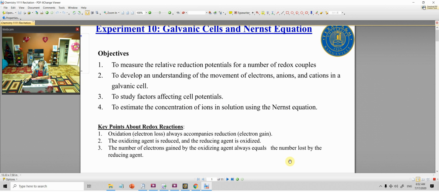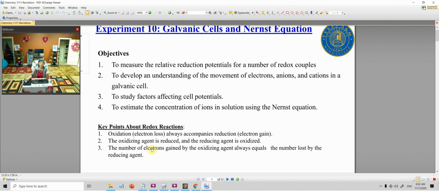The key points in your redox reaction. Number 1, the oxidation reaction, meaning electron loss, is always accompanied by the reduction reaction, meaning electron gain. Lots of times we call the oxidation reaction LEO: electron loss is called the oxidation reaction, LEO. The oxidizing agent by itself is reduced. The reducing agent by itself is oxidized.